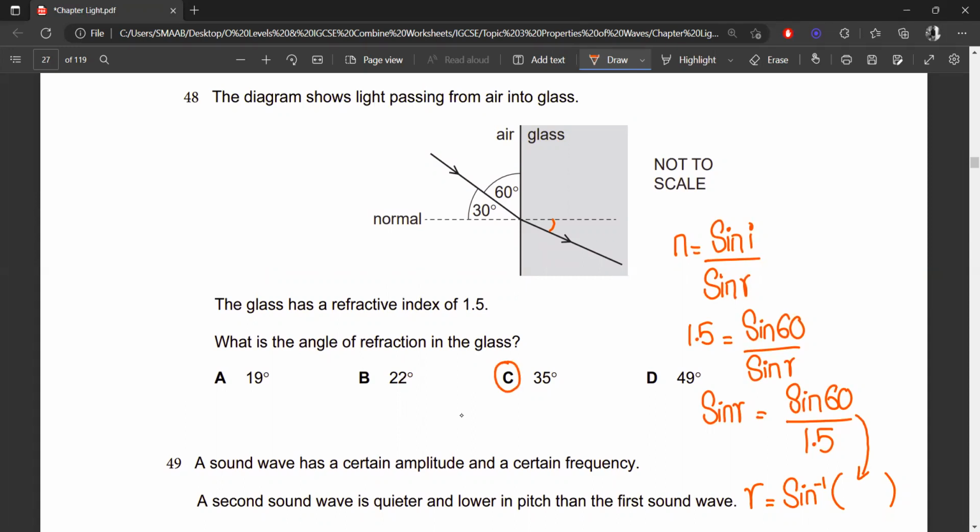So that is calculation based. You also find out the value of sine inverse. Okay, so sine 60 is 34.75. So we are getting 0.577, right? Yes. And if we calculate sine inverse of 0.577, yes, 35. Okay. So we are getting option C.